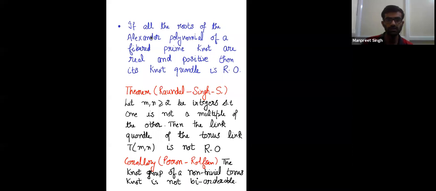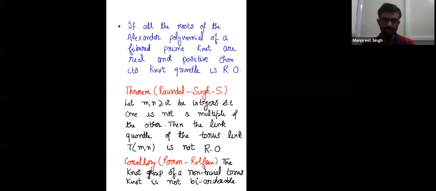There are also link quandles which are right orderable. The examples are prime knots whose roots of Alexander polynomials are real and positive. Then these quandles are right orderable. In the joint work with Hitesh Rondal and Mahinder Singh, we have proved that many torus links are not right orderable. The condition is that m and n are positive integers greater than 2, and one is not a multiple of the other.